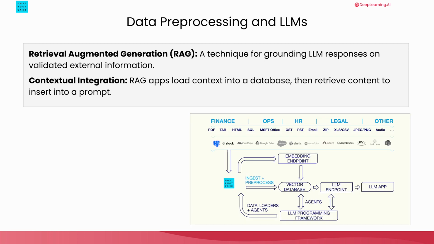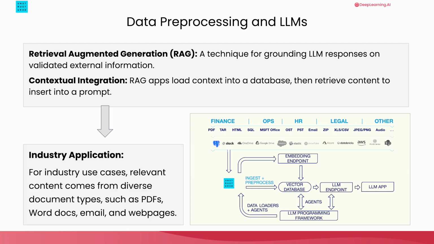Conceptually, RAG applications load this external context into a database and then retrieve that content, insert it into a prompt, and then pass that prompt to an LLM. That way, by the time a question or a prompt gets to the LLM, it contains external information that the LLM can use to construct its response. Within industry applications, this is extremely relevant because organizational data exists in a wide variety of formats.